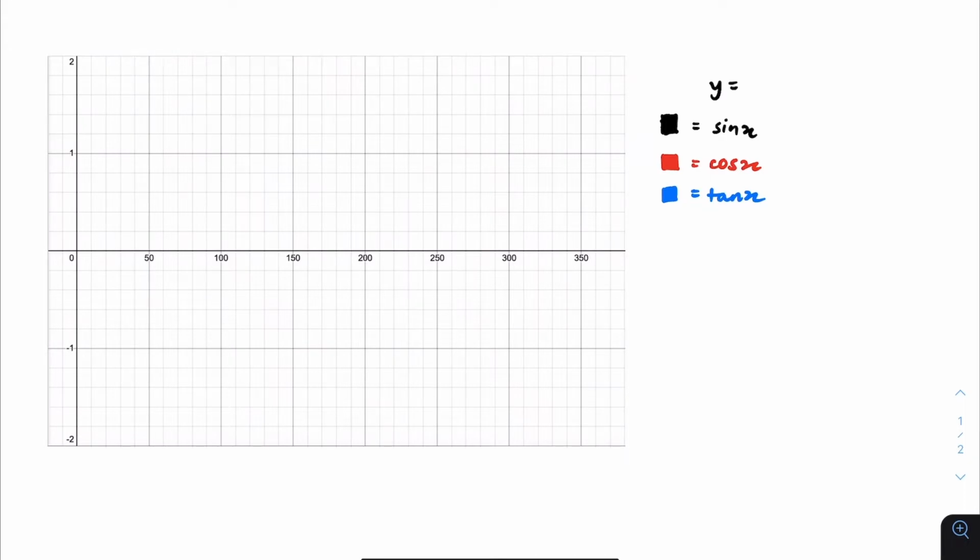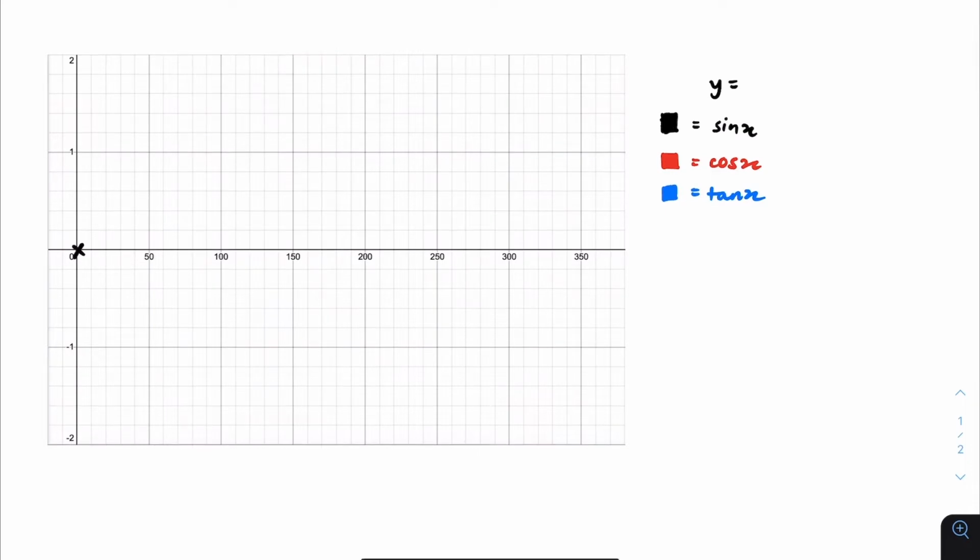When you start with sine 0, we know that sine 0 based on our unit circle is 0. Whereas 90... I'm just going to go through this quickly. Sine 90 is 1. Then 180 is back to 0. Then 270 is negative 1. So I'm just going through the critical values of sine x. And then 360 is back to 0. And that's one cycle.